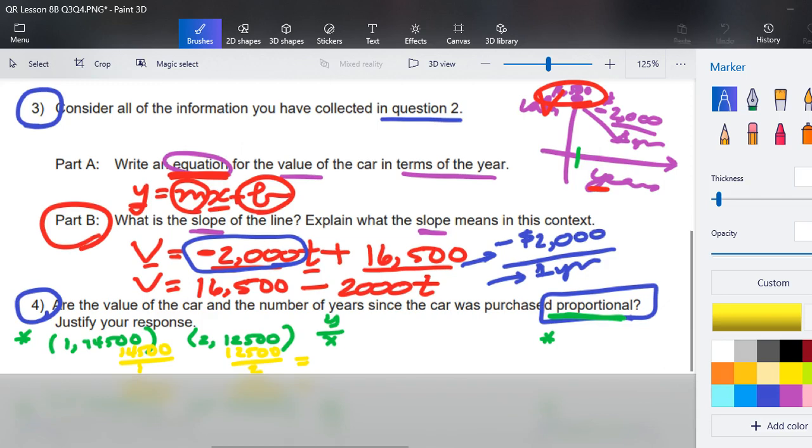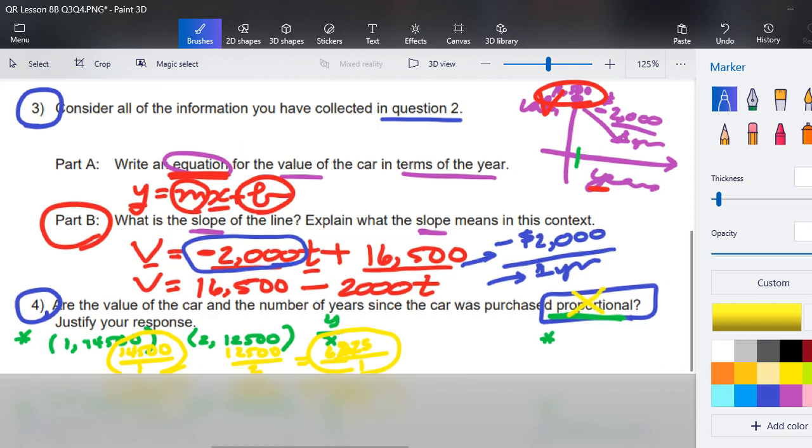Well, we can reduce this one and get it down to something to 1, and it looks like we could do something like 6.25 to 1. Is that ratio and that ratio, are they the same? They are not. So it's not proportional.